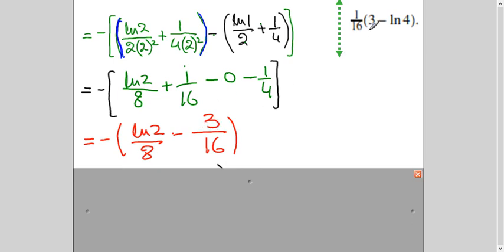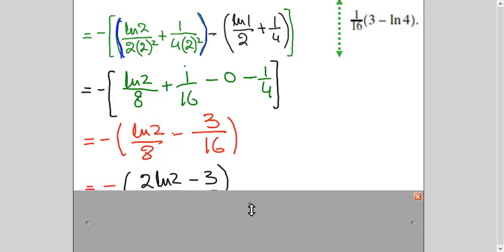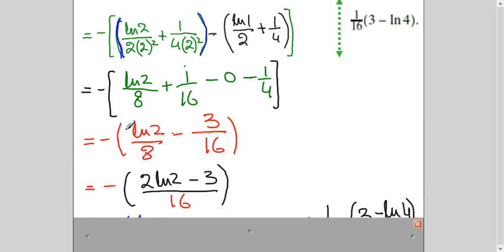And now how can I bring it into this form? I will take the LCM now, and the LCM will be 16. So I will multiply this by 2. So it is 2 ln 2 over 16 minus 3 over 16.